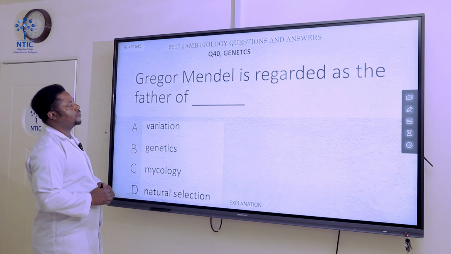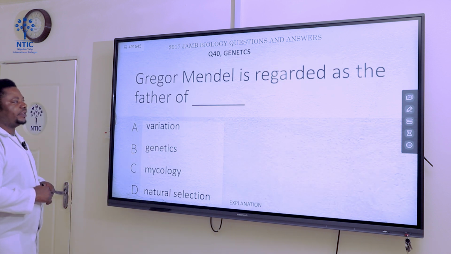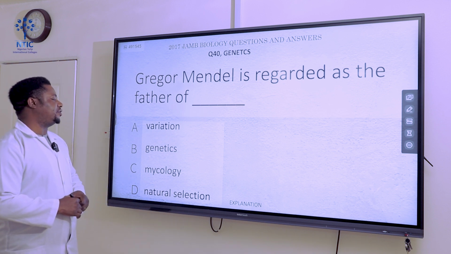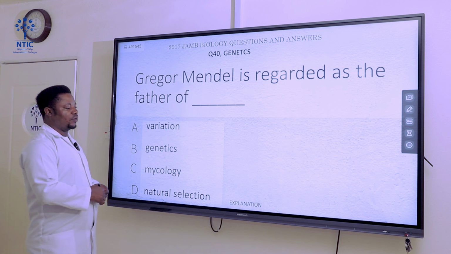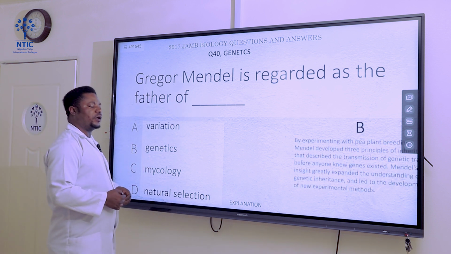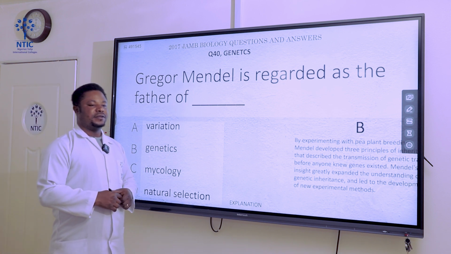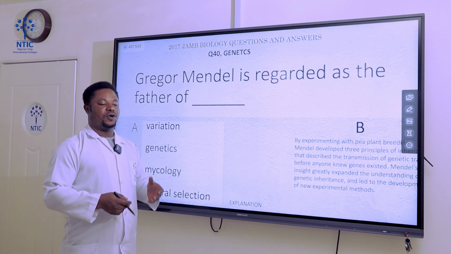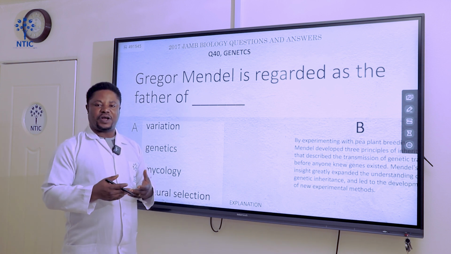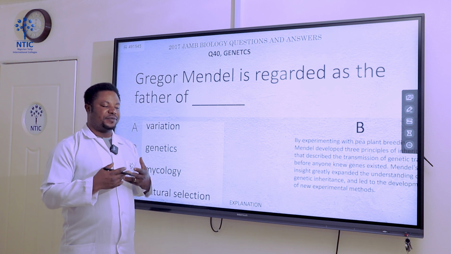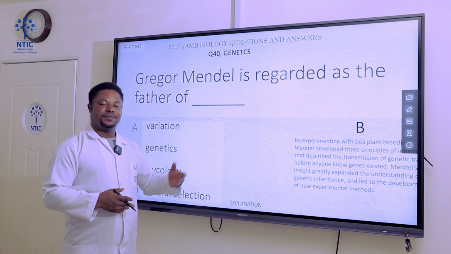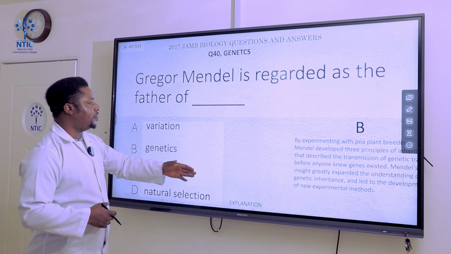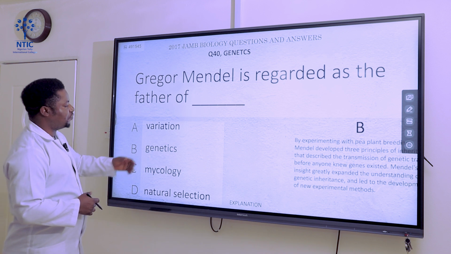Question number 40. Gregor Mendel is regarded as the father of what? He is actually regarded as the father of genetics. This is because he worked his experiments using the Pisum sativum, the pea plant, because of the nature of the growth of the plant. He was able to observe several generations of Pisum sativum. So Gregor Mendel is actually referred to as the father of genetics.